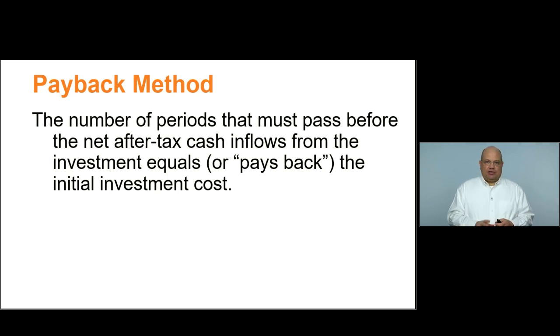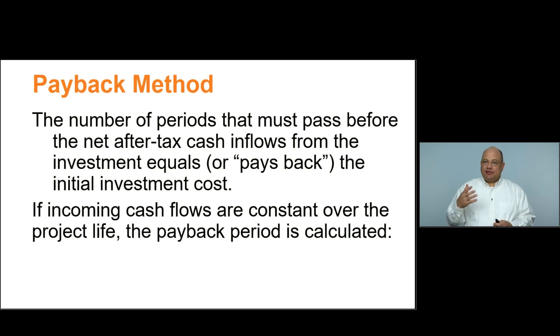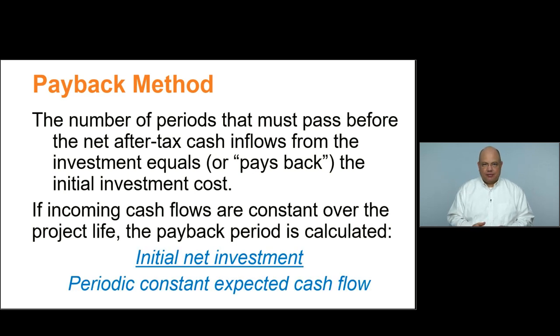If we have a situation where the incoming cash flows are constant over the project life, which is very possible in an exam question, every year it's $50,000, every year it's $70,000, whatever the case may be. When we have a situation where the cash flows are constant over the life of the project, the payback period calculation is very simple. It is simply that initial net investment divided by the periodic constant cash flow. What is that cash flow that we're going to get each year? And this will tell us how many years it's going to take.